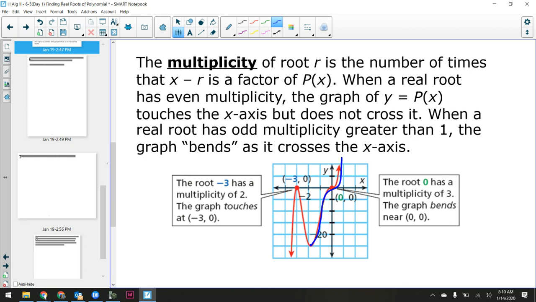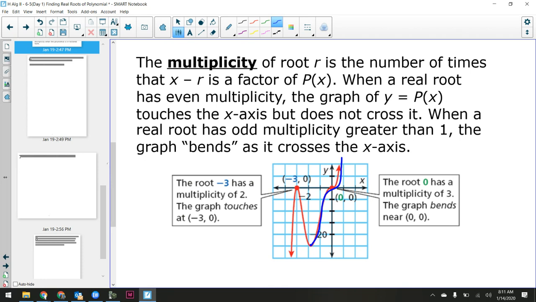The problem with this is if I introduce the graph first, a bend just means it's odd, bigger than 1. So is it a 3? Is it a 5? Is it a 7? I don't know. You have to start working with the function to see. Same thing with the bounce. It will bounce off, but that just means that it's even. Is it a 2? Is it a 4? Is it a 6? I don't know. You're going to have to start working with the function to see. So basically bouncing off is an even. Bending through is an odd, bigger than 1. If it goes straight through, the multiplicity is just 1.